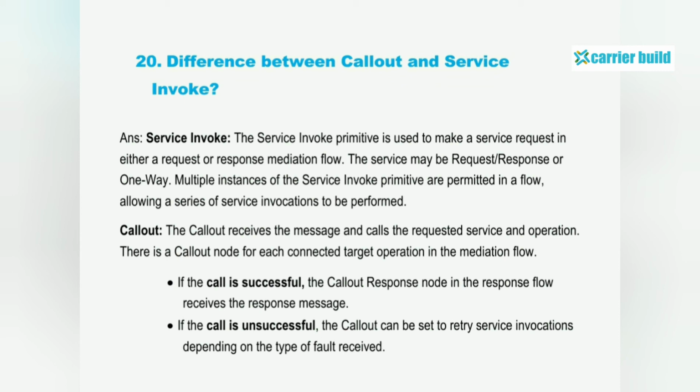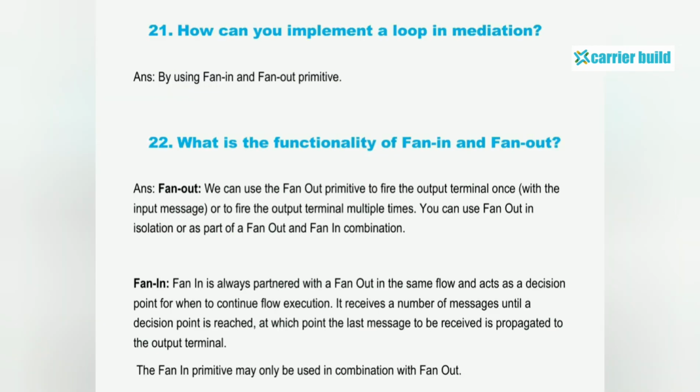If the call is unsuccessful, the callout can be set to retry message invocations depending on the type of fault received. So we have seen two differences: what the response will be if the call is successful, and what it will be if the call is unsuccessful.